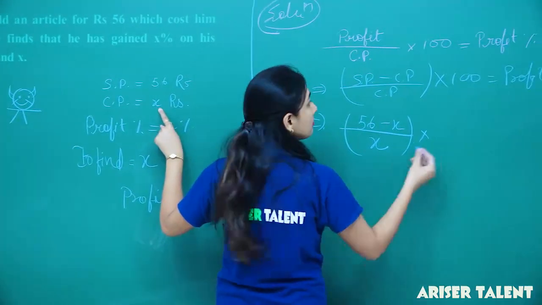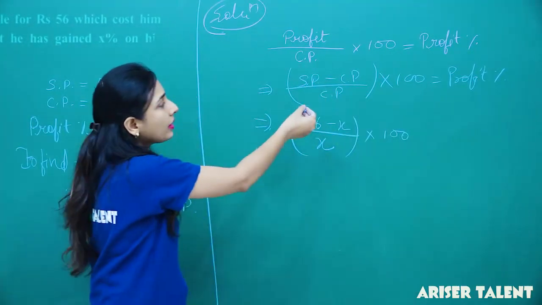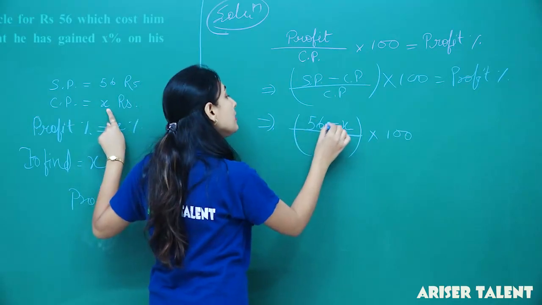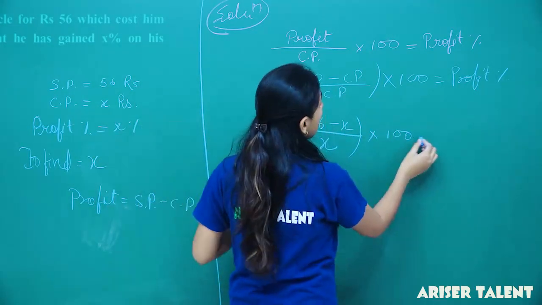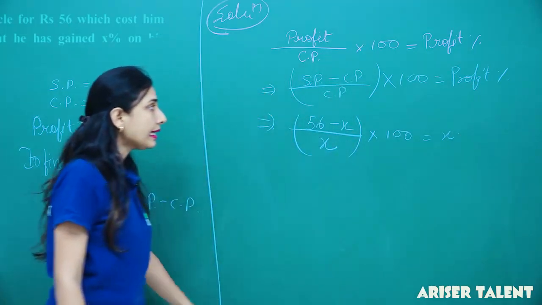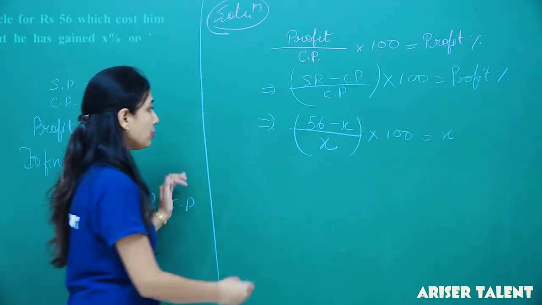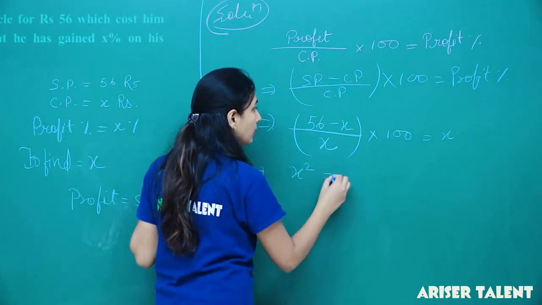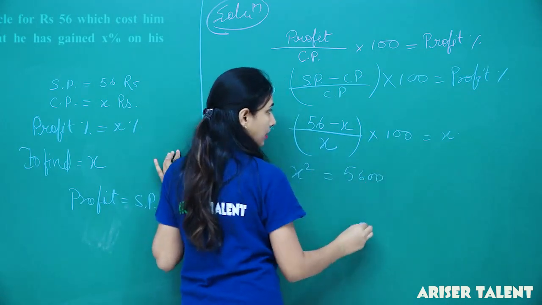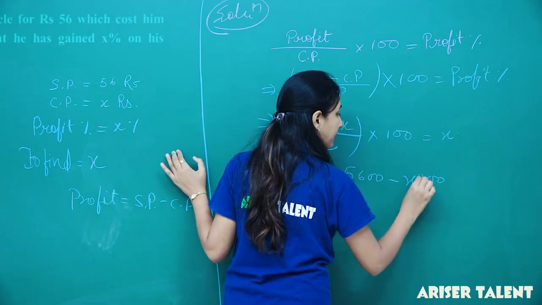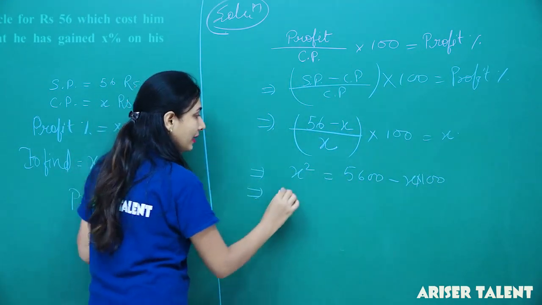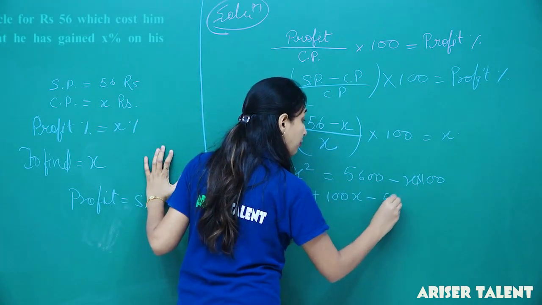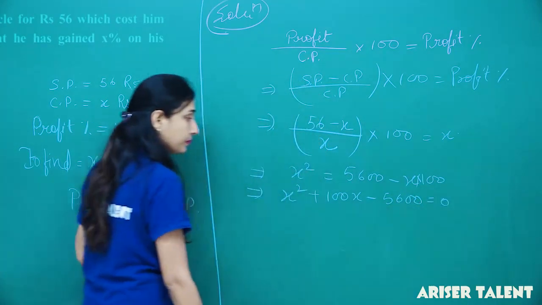Now these are selling price and cost price. So students, 56 minus X, multiplied by 100, will be equal to X. I can simply transfer this equation, so what I can write here is X square equals 5600 minus X multiplied by 100. That gives me X square plus 100X minus 5600 equals 0.